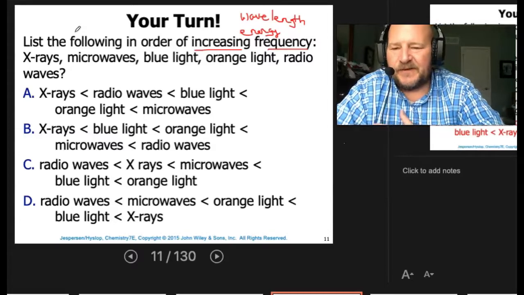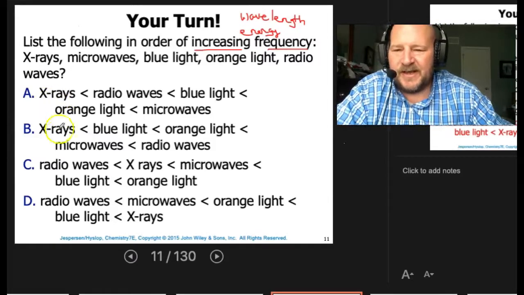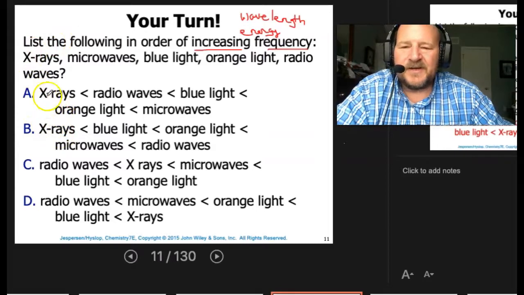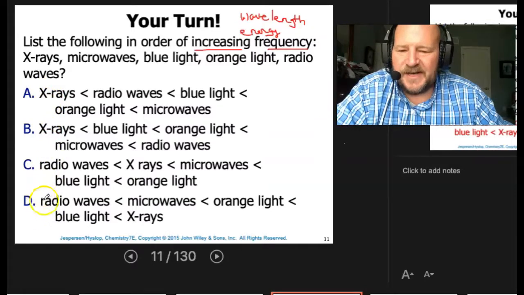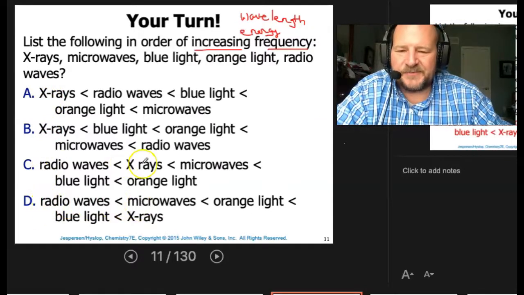So first we'd be looking for the lowest energy. So we know A and B are out, right? Because we want to be low energy. These are both high energy. So we know we're going to start with radio waves. Then what comes next? Microwaves or X-rays?